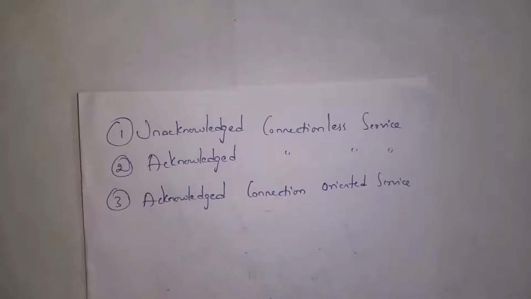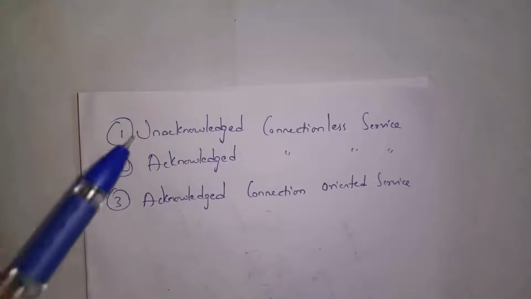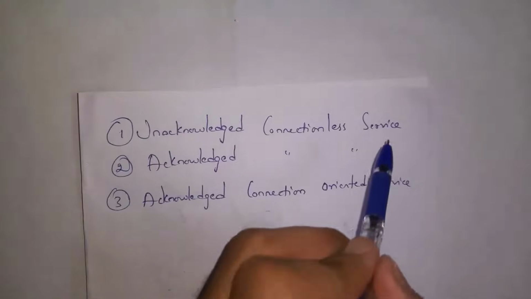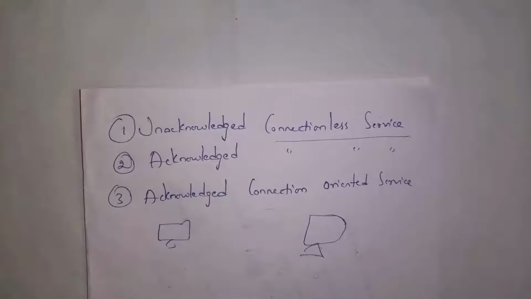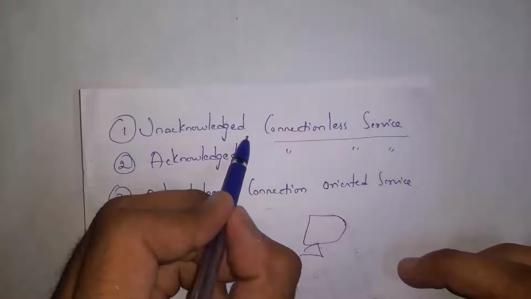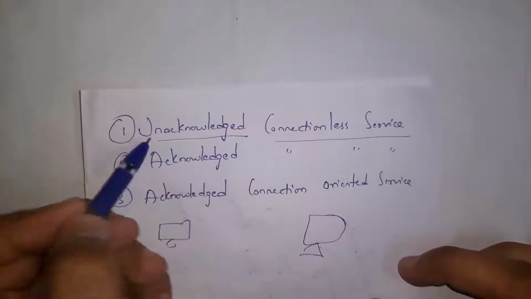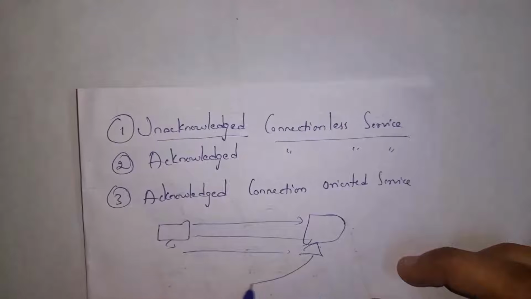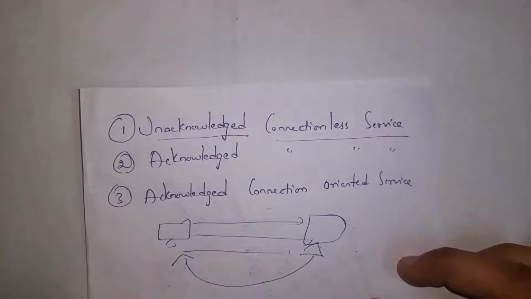The data link layer will provide three types of services. The first one is unacknowledged connectionless service. As the name itself says, connectionless service. For example, there are two devices which are connected without cables. For example, they both will connect by using Bluetooth. Unacknowledged means the sender will continuously send data whereas the receiver will not give any acknowledgement. That is, the receiver will not give a reply whether data is received successfully or not.